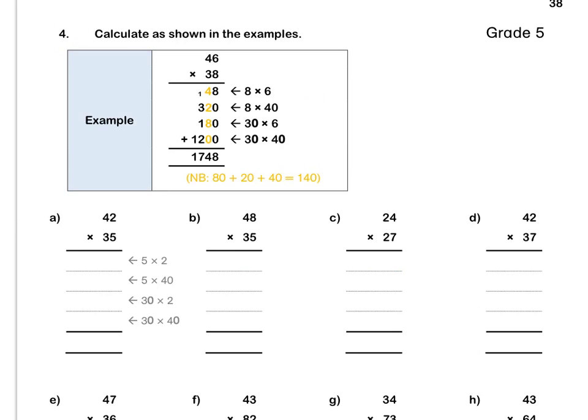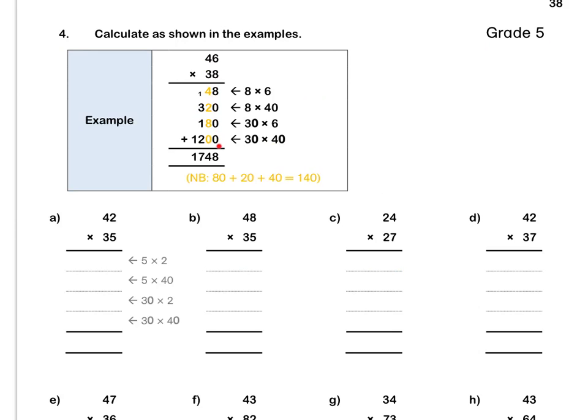Question 4. This is only suitable for grade 5 in term 1. We are always going to start by multiplying the units digits. 8 times 6 is 48. 8 times 40 is 320. Remember the 0. We are done with the 8. We are going to move on to the 30. 30 times 6 is 180. 30 times 40, as written there, is 1,200. Make sure of the zeros.